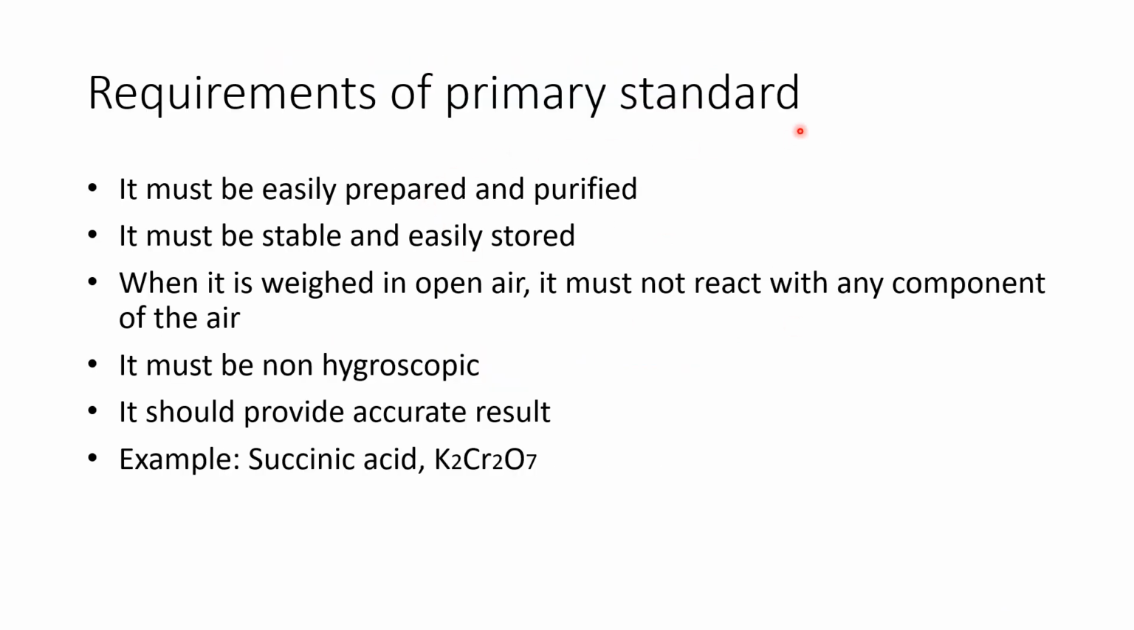There are a few requirements of a primary standard. It must be prepared easily and purified. It must be stable and easily stored. When it is weighed in open air, it must not react with any component of the air. It must be non-hygroscopic, meaning it should not absorb water molecules. It should provide accurate results. The examples are succinic acid and potassium dichromate. Many other examples are there. You can refer to your books.